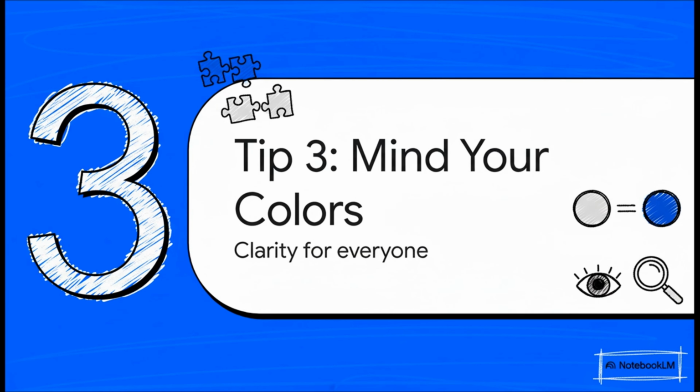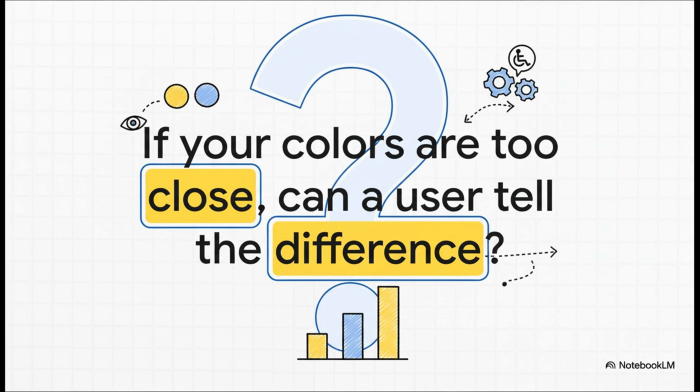Okay, on to our third and final tip, and this one's all about color. Look, color is an amazing design tool, right? But if you rely on it as the only way to communicate something, you could be leaving a ton of users in the dark. I'm talking about people with color blindness or folks who just need high-contrast screens to see properly. Just think about it for a second. If your text color and your background color are too similar, well, it can be tough for anyone to read. But for someone with a visual impairment, it might be completely impossible.